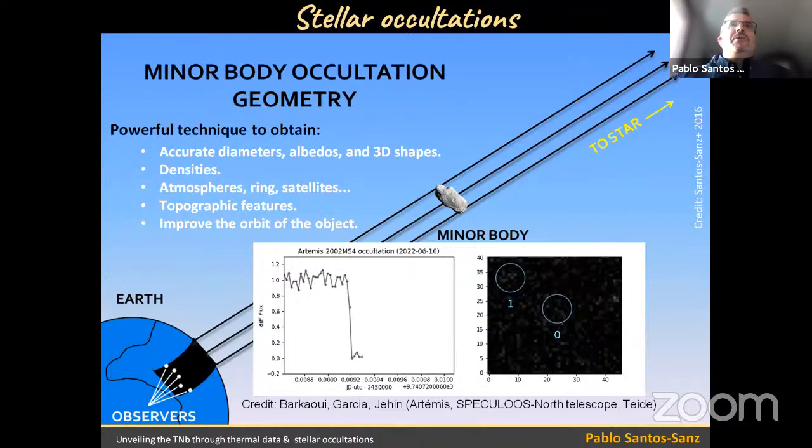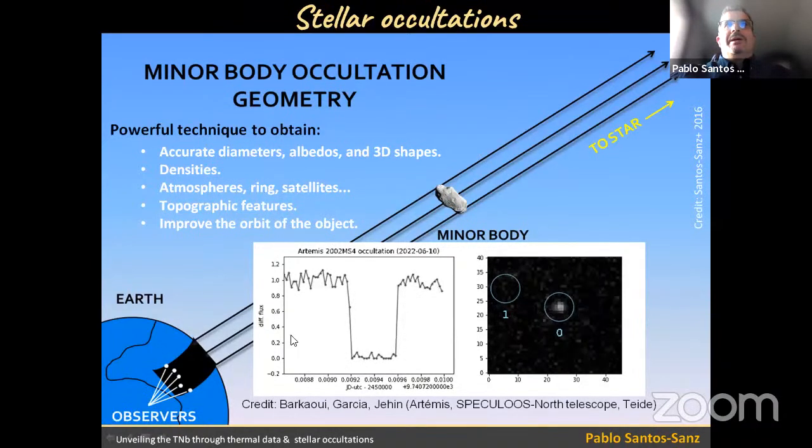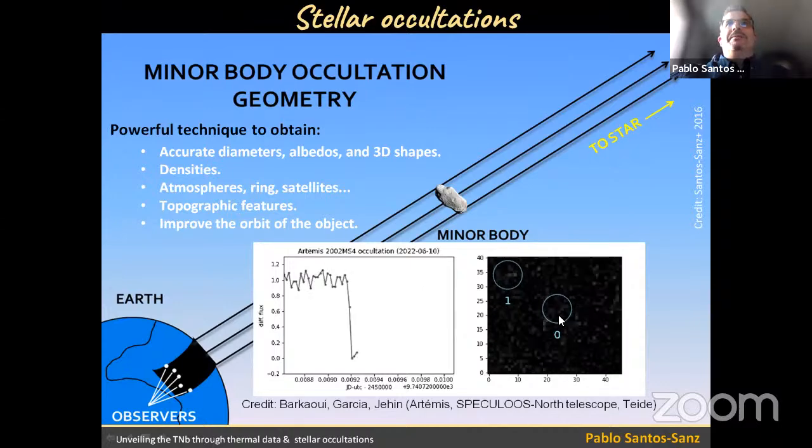This is an example of one of these stellar occultations. On the right, with the circle and the zero, you have the star that is occulted, and in the left panel, you have the occultation. You have how the flux of the star and of the body drops close to zero during the occultation when the star disappears.